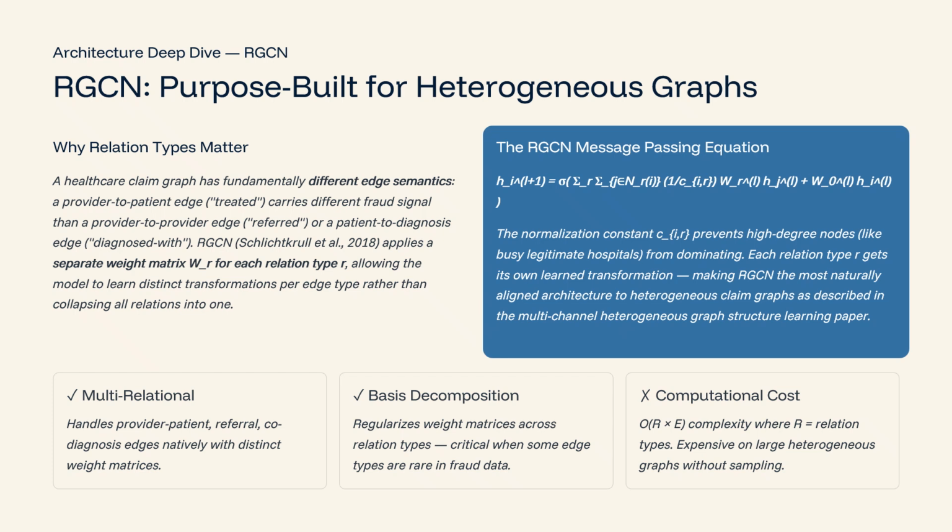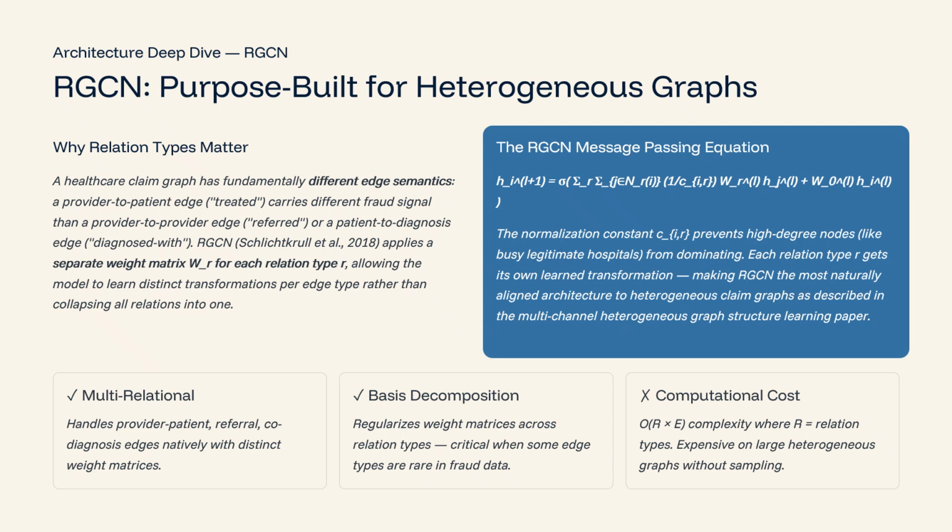A provider to patient treatment edge gets one learned transformation. A provider to provider referral edge gets a completely different one. A patient to diagnosis edge gets another. The model doesn't collapse all of these. It keeps them distinct and learns which relation types are most predictive of fraud.